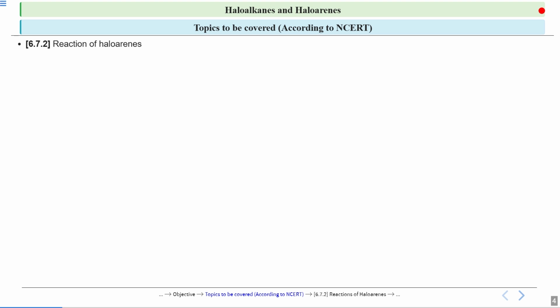The topics we are going to cover today according to the NCERT: first of all, the subsection 6.7.2, reactions of haloarenes. Then we will solve an example 6.9, and then we will solve the in-text questions 6.8 and 6.9.